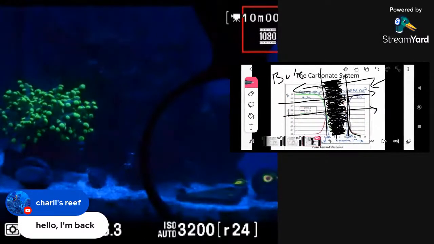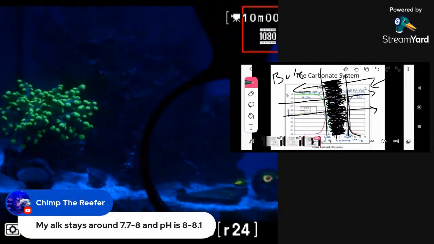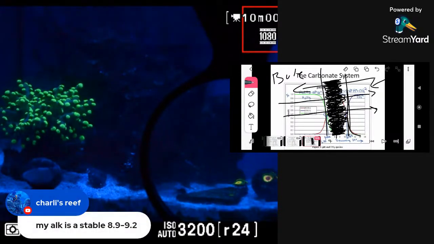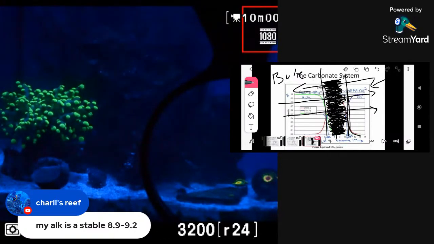All right, while I'm reading that, you guys can see the tank real quick. My alk says around 7.8. My pH is at 8 to 8.1. Chimp, that's what's up, bro. By the end of right now, you'll probably be able to fix that. My alk is stable at 8.9 to 9.2. Hey, Charlie's Reef, that's where I like to have mine. Between 8.5 and 9.5 is my sweet spot.